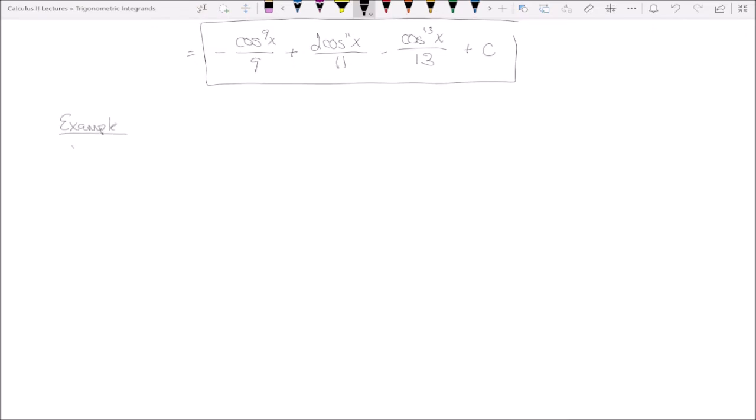Next, let's take a look at the antiderivative of sine to the fourth times cosine to the fifth. Well, this time let's write cosine to the fifth as cosine to the fourth times cosine. Now cosine to the fourth is cosine squared squared. And using the Pythagorean identity, we can write cosine squared as 1 minus sine squared.